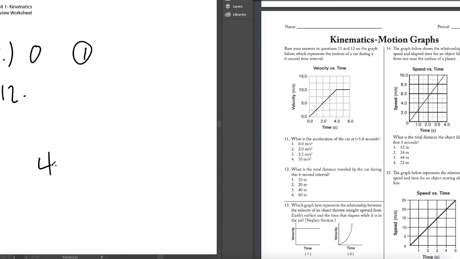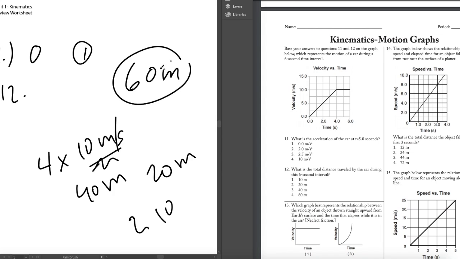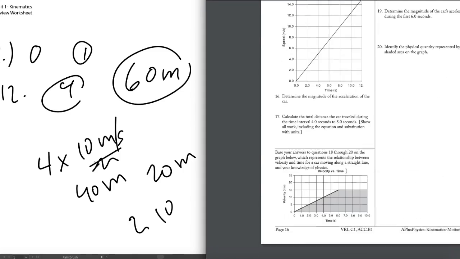What is the total distance traveled by the car during the 6-second interval? For 4 seconds, it's traveling at 10 meters per second, so it's 40 meters. And then for 2 seconds, it travels 10 meters per second, 20 meters, total 60 meters. Cool. Jeez, there's a lot of questions.